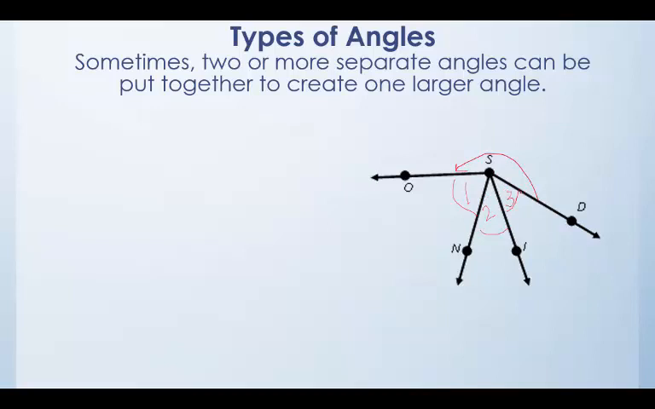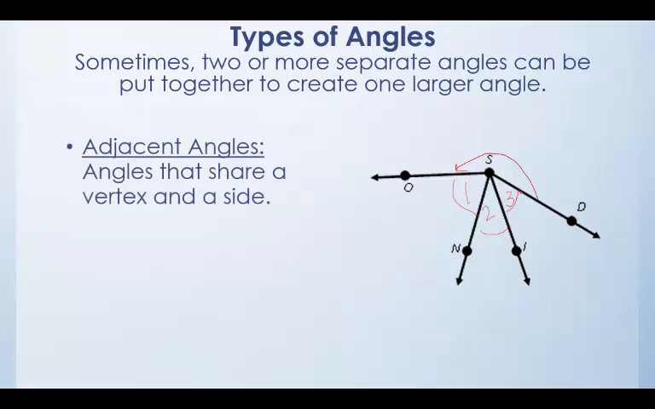Okay? When I put these together, one thing I can get is called an adjacent angle. Adjacent means beside. So adjacent angles are angles that share a vertex and a side. So I have two pairs of adjacent angles here. Angle 1 is adjacent to angle 2 because they share this side. And angle 2 is adjacent to angle 3 because they share this side. All of those angles share the same vertex here at S.